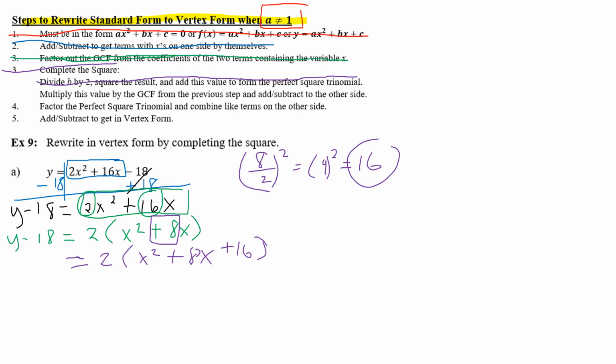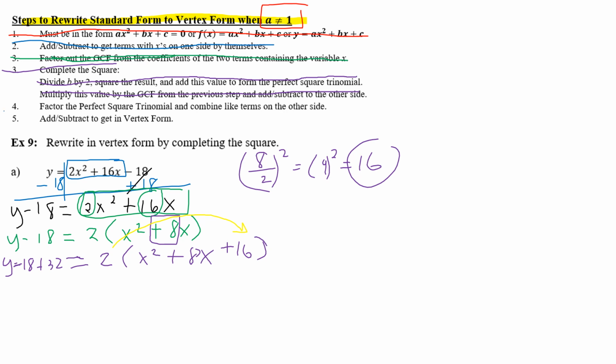Now, technically, we did add 16 on the inside, but we need to account for the fact that it's 2 times whatever's in parentheses. So 2 times the 16 inside is actually 32. So on the left, we had y minus 18, but instead of adding 16, we're actually going to add 32. And again, the reason for that is because there was a 2 on the outside, and 2 times 16 on the inside is actually 32. So it says multiply this value by the greatest common factor from the previous step, and add or subtract it to the other side. That's exactly what we did there.